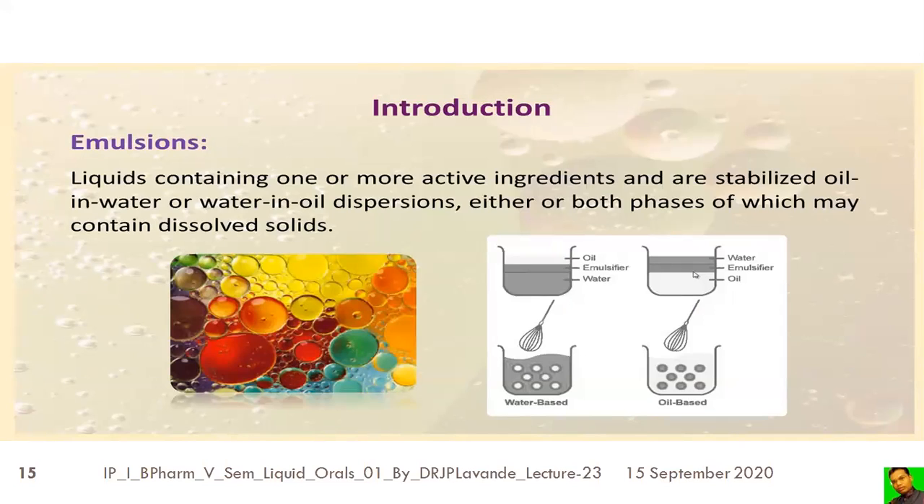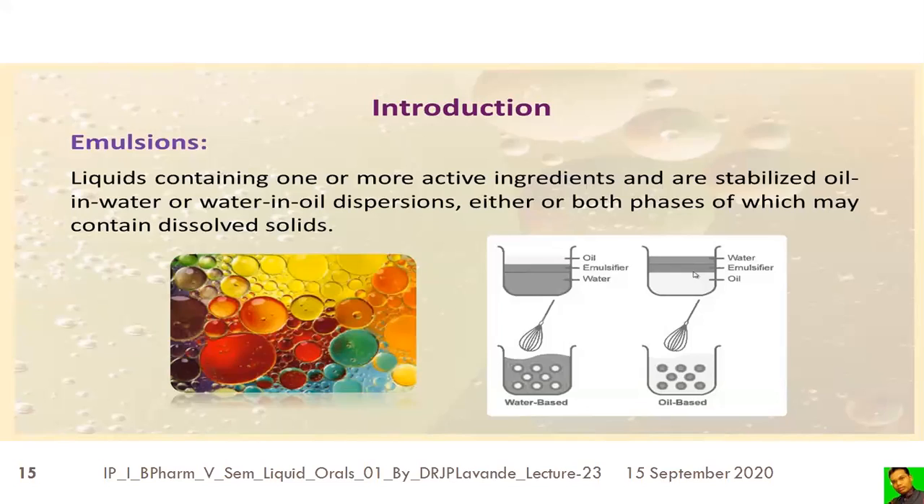These are liquid preparations containing one or more active ingredients, stabilized oil-in-water or water-in-oil dispersions, either or both phases of which may contain dissolved solids. So generally emulsions are biphasic dosage forms. What are the two different phases? Both phases are of liquid type, right?